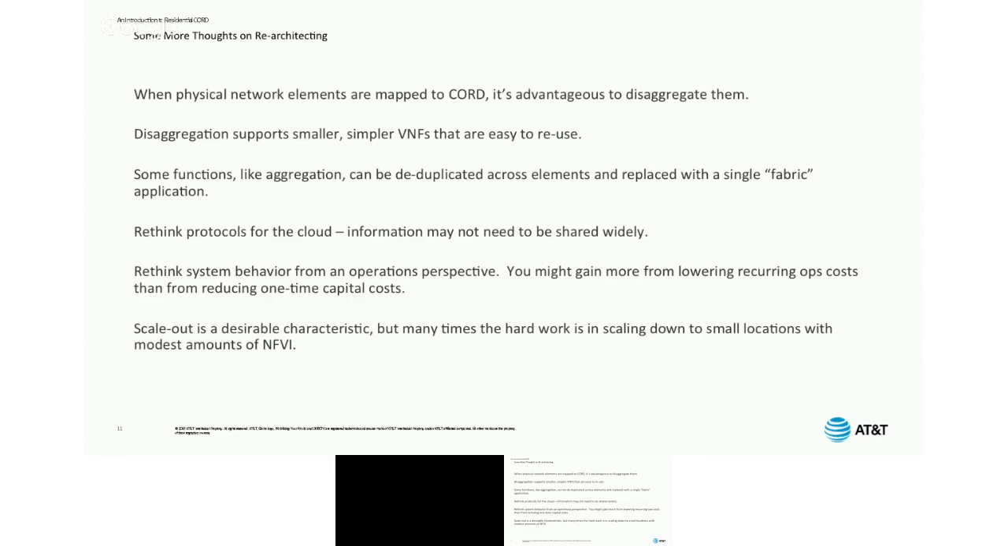There's also an interesting thing around protocols. Many times in the past, there's a need to share a sort of state or a condition across a number of network elements, and you had to signal that state.